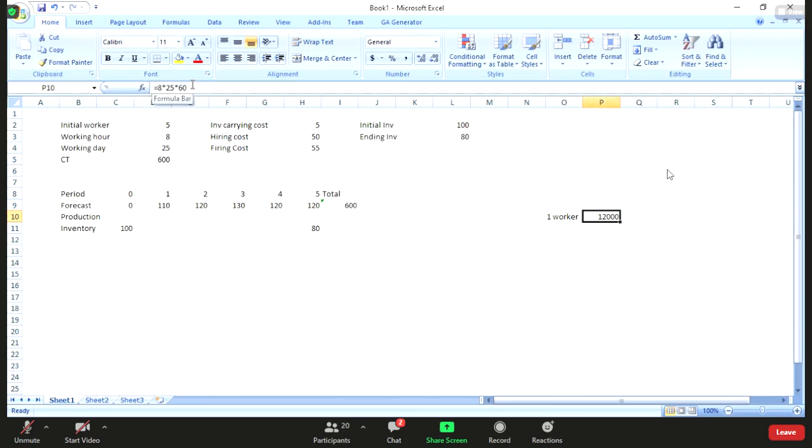You can see my formula. One worker works for 8 hours per day and 25 days per month. We already calculate the working hour, but we need to convert it to minutes, so we multiply with 60. At the end, we get 12,000 minutes for one worker. And in order to produce one unit, the cycle time is 600. So one worker can produce how many units? That equals this number divided by the cycle time. One worker can produce 20 units.